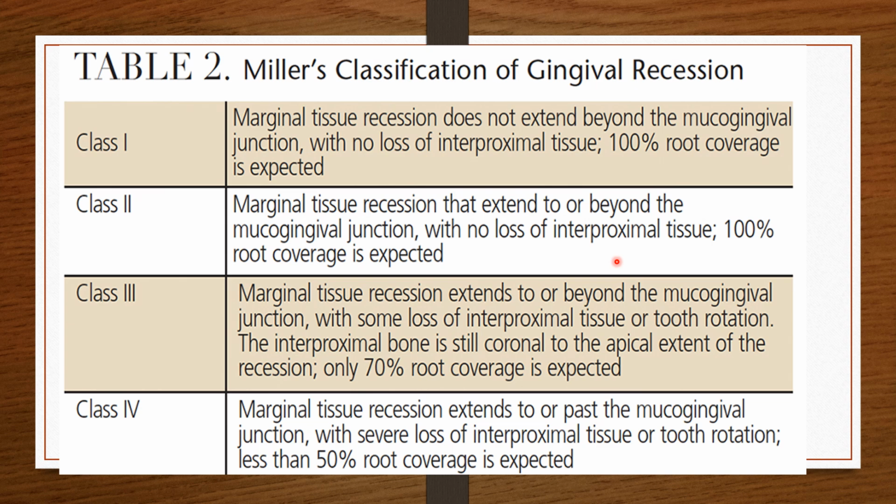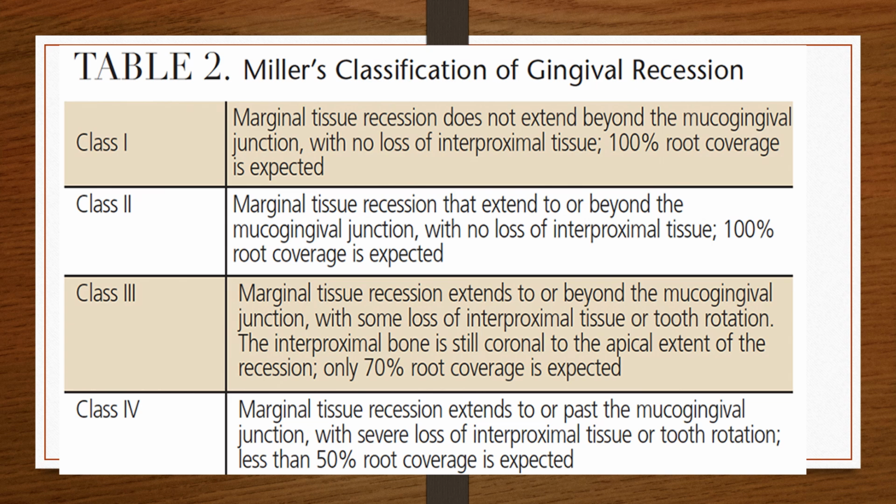Whereas class 3, what is class 3? It will extend to or beyond the mucogingival junction. There will be loss of interproximal tissue or tooth rotation. The interproximal bone is still coronal to the apical extent of the recession. Only 70% root coverage can be expected here. Whereas class 4 is marginal tissue recession that extends to or past the mucogingival junction with severe loss of interproximal tissue or tooth rotation. So here less than 50% root coverage is expected.